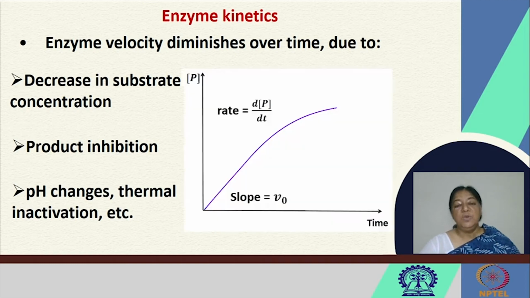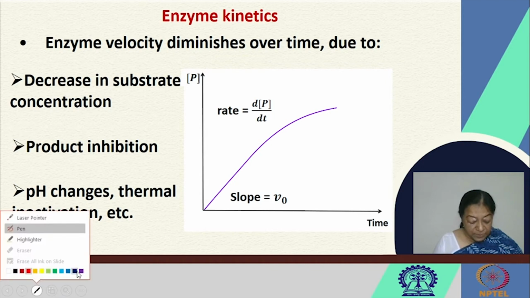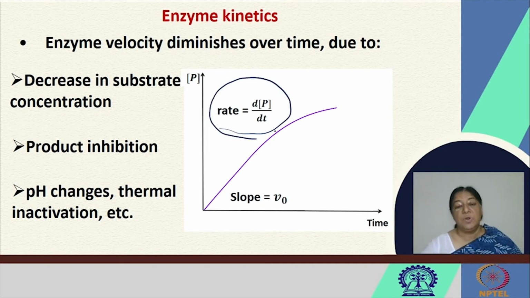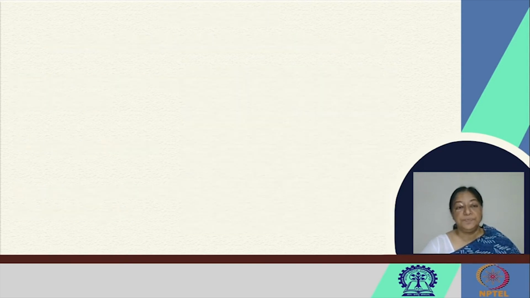So if we look at the formation of the product with time, or we follow the rate of the product with time, then this slope gives us our initial velocity. Over time, we see that we reach a saturation as the product is formed, indicating that the substrate has been converted into product.